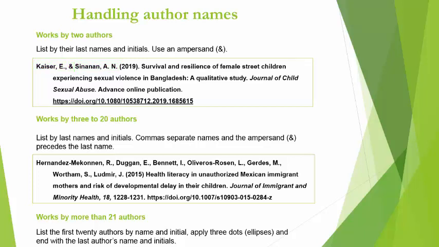When you have works that include 3 to 20 authors, you want to make sure to include all of those last names. Now, if you have a journal article that has been written by more than 20 authors, so 21 and above, you want to make sure to list the first 20 authors by name and initial, then apply 3 dots or an ellipsis, and end with the last author's name and initials.